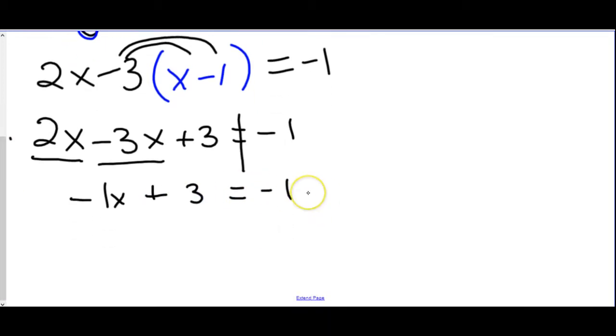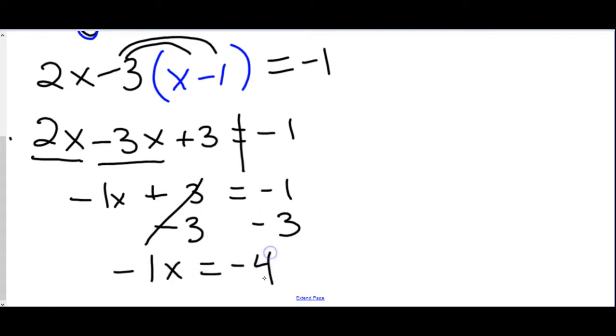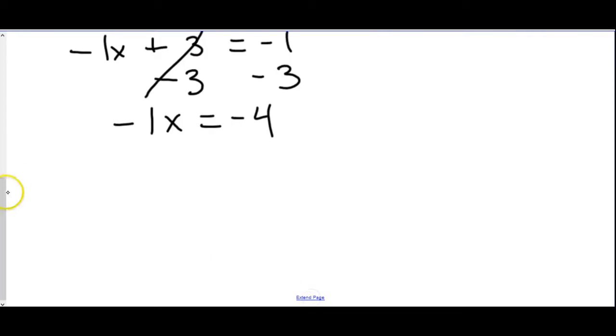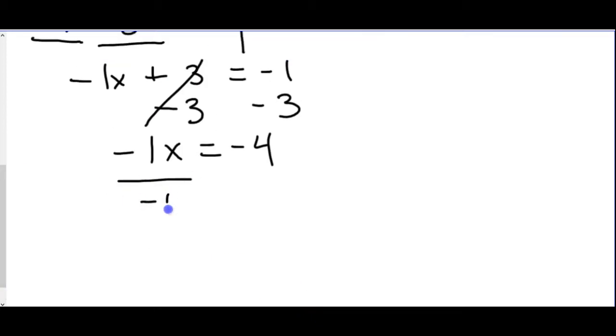Now we're going to do opposites so that we can get the x alone. We have to minus 3 from both sides. That opposite cancels out. Negative 1 minus 3 is negative 4. And then we have to divide both sides by negative 1, because the final answer should just have the letter x equals some number on the other side. In this case, x equals 4.